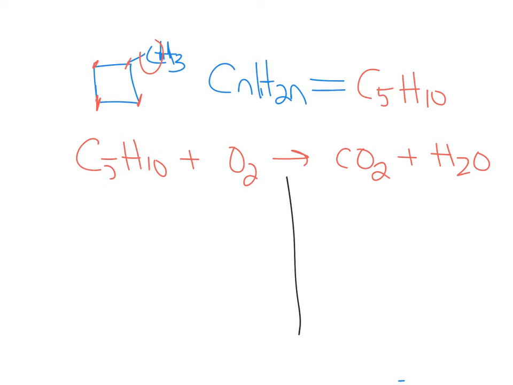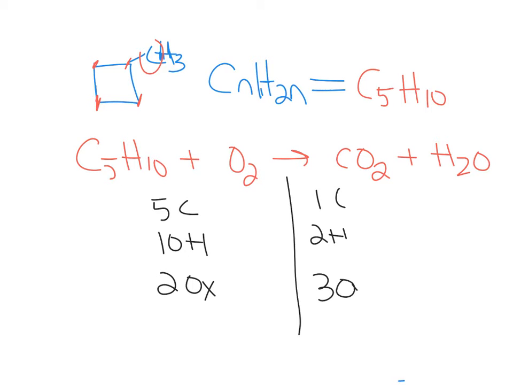So on our reactant side, I have 5 carbon, 10 hydrogen, 2 oxygen. And on my product side, I have 1 carbon, I have 2 hydrogen, and I have 3 oxygen. So now I'm going to balance carbon and hydrogen first because they are easiest to factor. So I have 5 carbons on my reactant side. I only have 1 carbon on my product. So I'm going to add a 5 to CO2, and that will get us to 5 carbon.